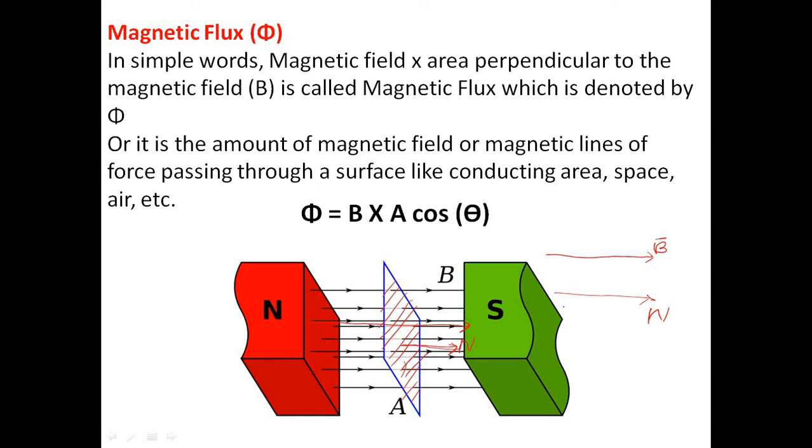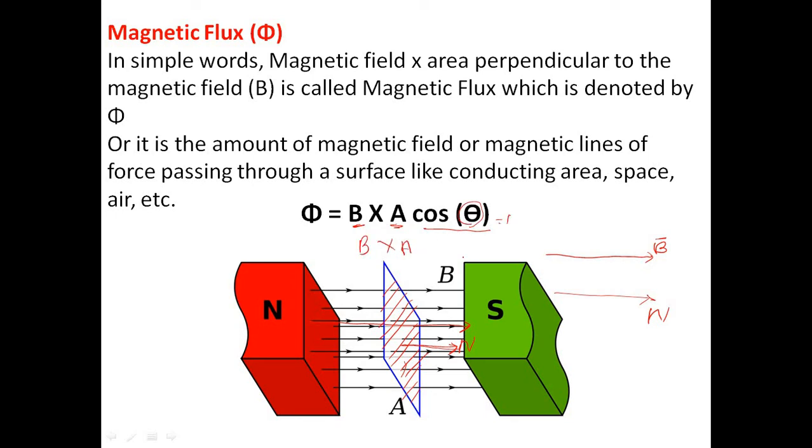So the basic formula for this, as per the definition, the formula for magnetic flux is the magnetic field, denoted by B, into A, into cos theta. So why cos theta? I'm going to explain this. There is zero angle between these two lines, because these two lines are parallel, so cos 0 is equal to 1. So this formula ultimately becomes B times A.